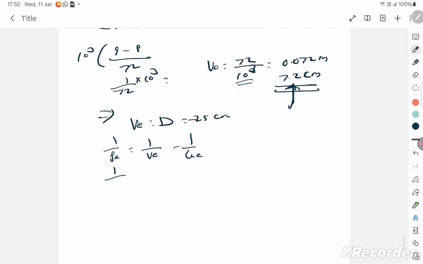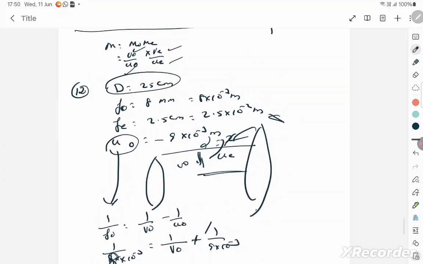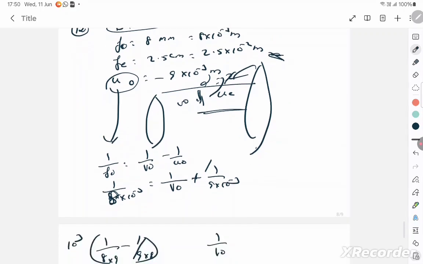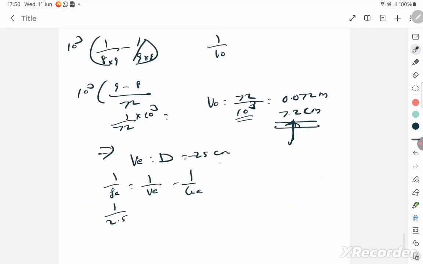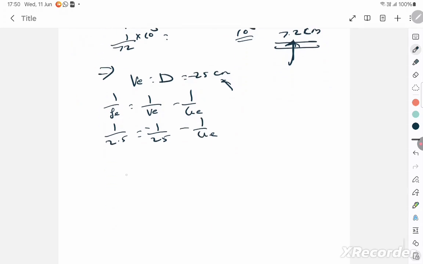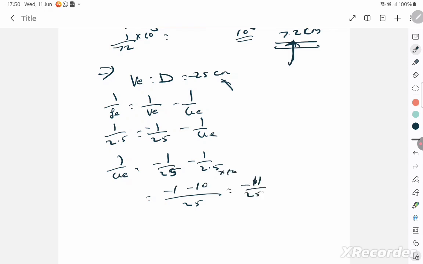So 1 by FE, you know the focal length of the eyepiece is found to be 2.5 × 10 to the power minus 2, so 2.5 centimeter. Keep it in centimeter only, because we found this also in centimeter. So 1 by minus 25 minus 1 by UE. So 1 by UE comes this side, minus 1 by 2.5 minus 1 by 25. The LCM will be, can I keep it as 25? So this gets multiplied by 10, minus 1 minus 10. So can I write it as minus 11 by 25?